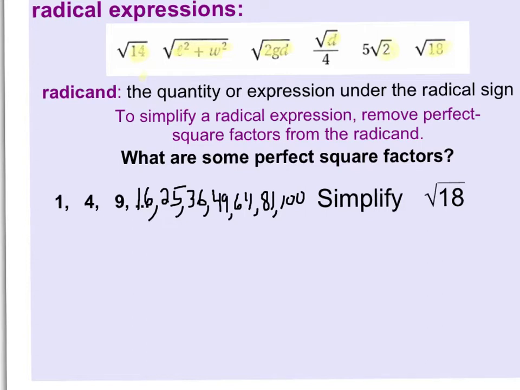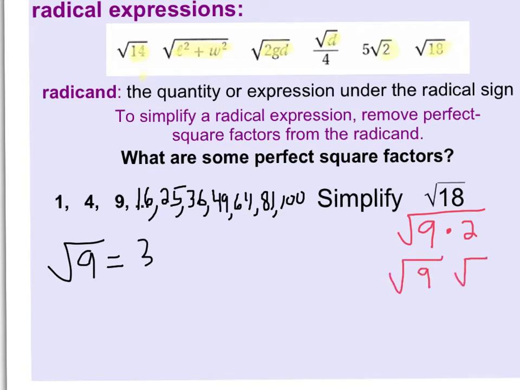Now, if I were to say, well, what's the square root of 9? You'd say the square root of 9 is 3. Okay, no problem. The square root of 18. Well, we don't know the square root of 18, but what we're going to do is look at our list and say, are there any numbers on this list that can divide 18? And the answer is yes, 9 can divide 18. So instead of writing 18, we're going to say 9 multiplied by 2 is 18. All right? Then each number can have its own radical.